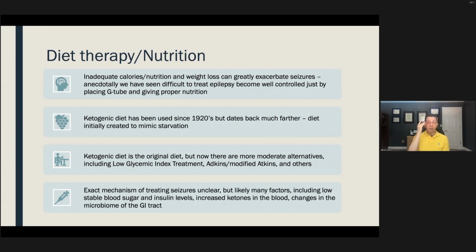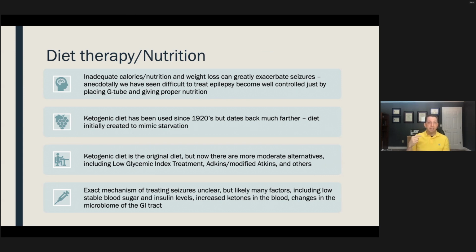So we've had kids where they've really been losing weight, struggling with seizures. They've gotten a G-tube in preparation, saying, before we do the ketogenic diet, let's get a G-tube because we're going to need it to really do that. They put the G-tube in, they get the right amount of calories, and they haven't even had to go on diet therapy, because inadequate calories and weight loss is a big seizure trigger. So sometimes just fixing that alone before you even switch the diet around can be helpful.